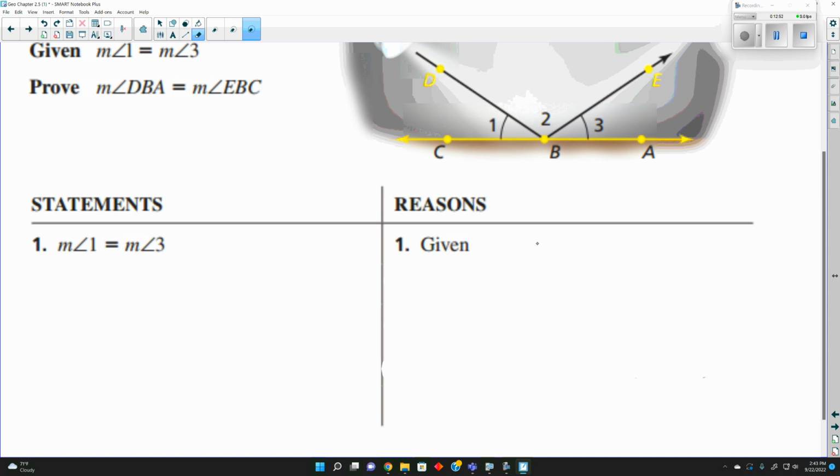Any of the stuff they tell us is true, so the fact that angle 1 is equal to angle 3 is going to be our given. And we want to prove that DBA is equal to EBC. We want to prove that those two are congruent. So our last step, our last part here, is that these two angles are going to be congruent, because that's always where we're going to finish.